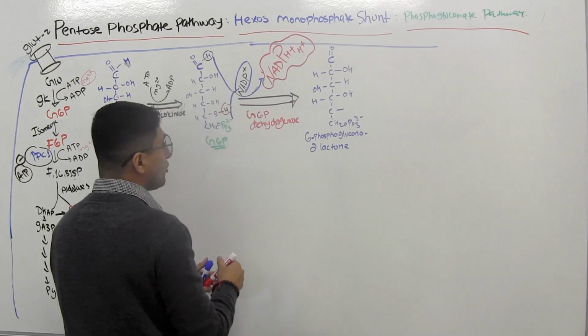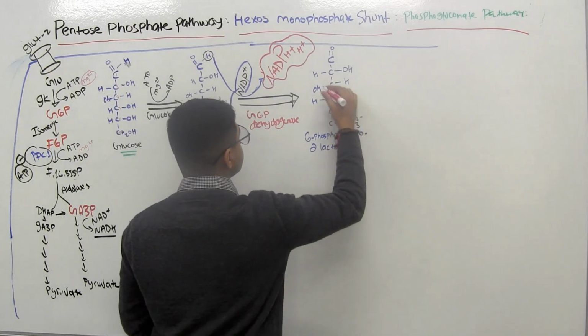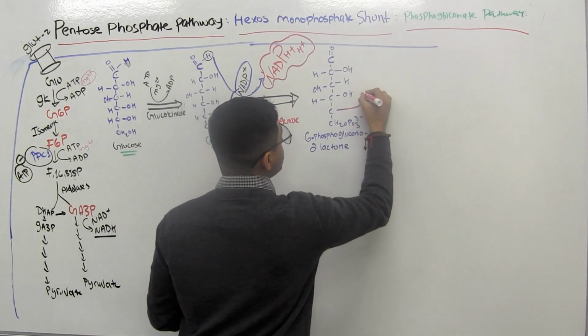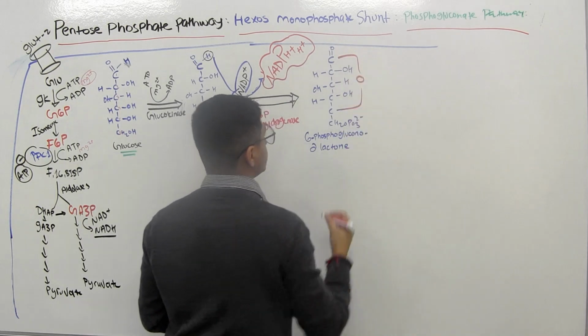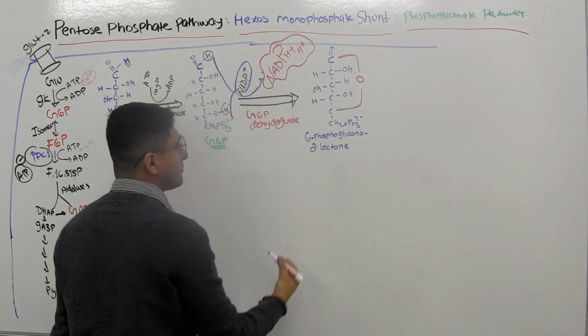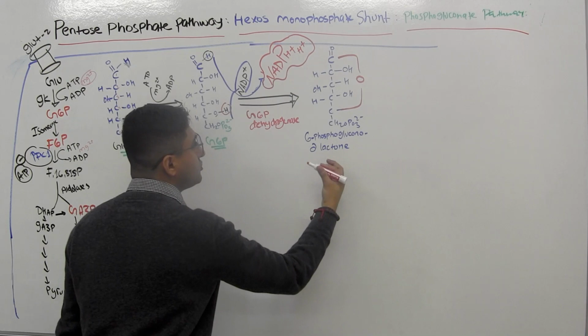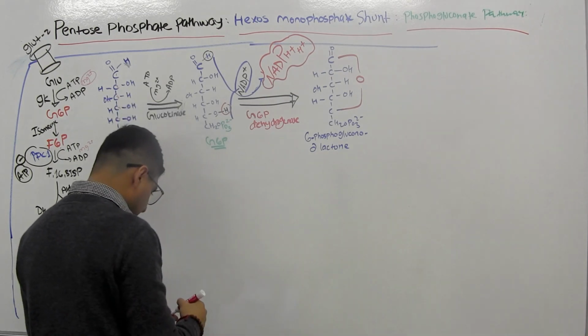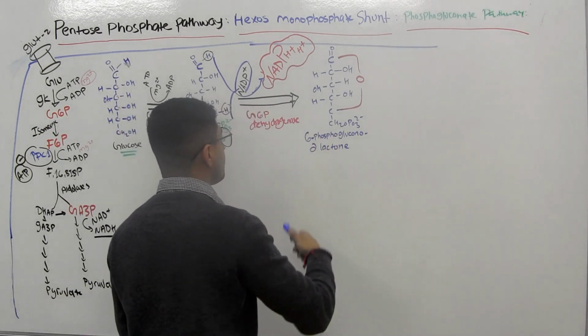Now, when I have that, I could even draw this O and make it like this with the oxygen in it. Now this compound is called 6-phosphogluconolactone, delta lactone. Now, with this compound, what am I going to do?